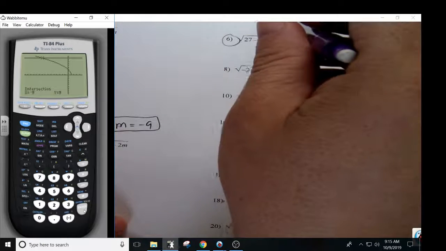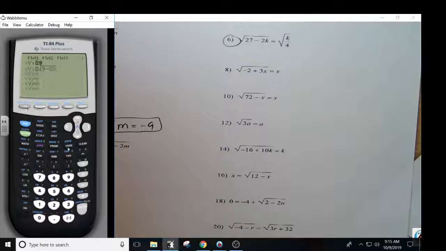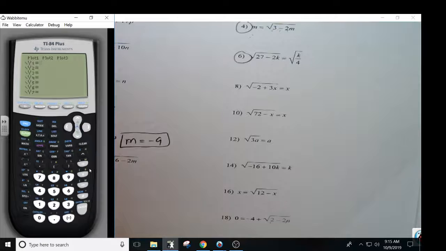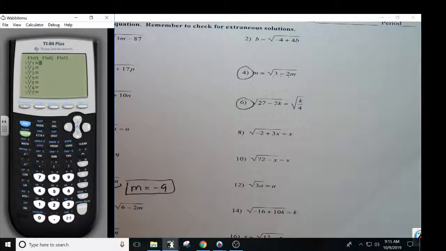Let's look at 4. Guys, even if you've done 4, make sure you pay attention, because sometimes the quadratic ones can get a little bit tough to see. So now in y1 I'm gonna put x, even though it's an m, all we have is x. All right, square root of 3 minus 2x.